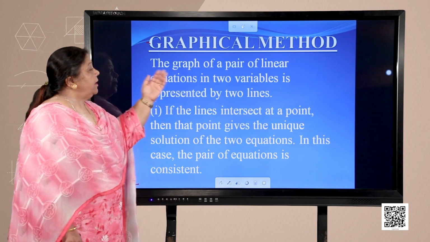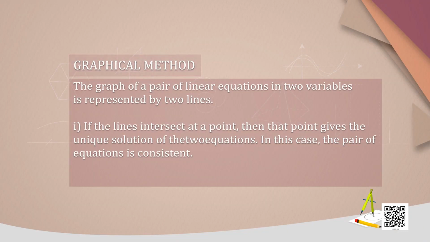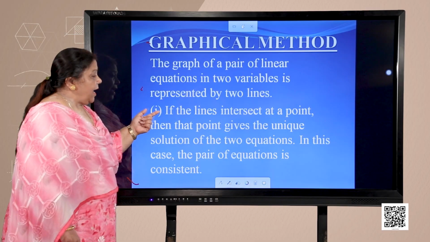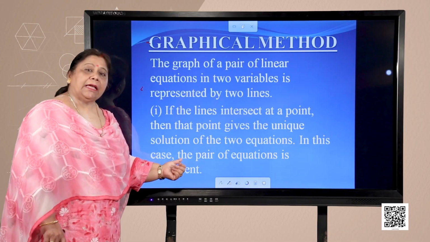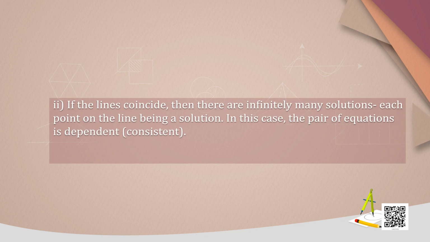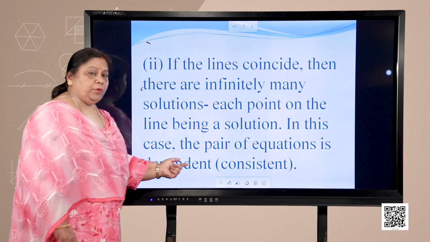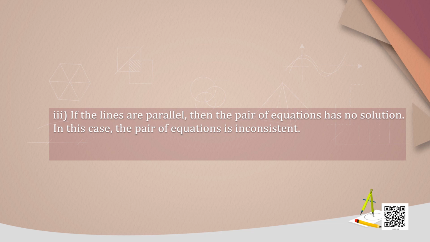In the graphical method, the graph of a pair of linear equations in two variables is represented by two lines. If the lines intersect at a point, that point gives the unique solution of the two equations. In this case, the pair of linear equations is said to be consistent. If the lines coincide, then there are infinitely many solutions, each point on the line being a solution. In this case, the pair of equations is said to be consistent. In the third case, if the lines are parallel, then the pair of equations has no solution. In this case, the pair of equations is inconsistent.